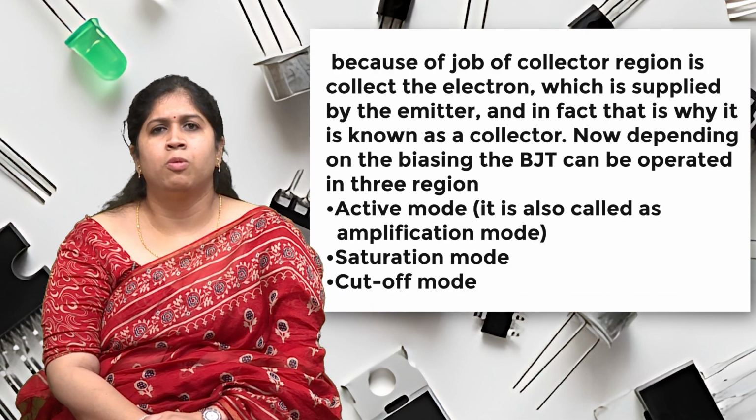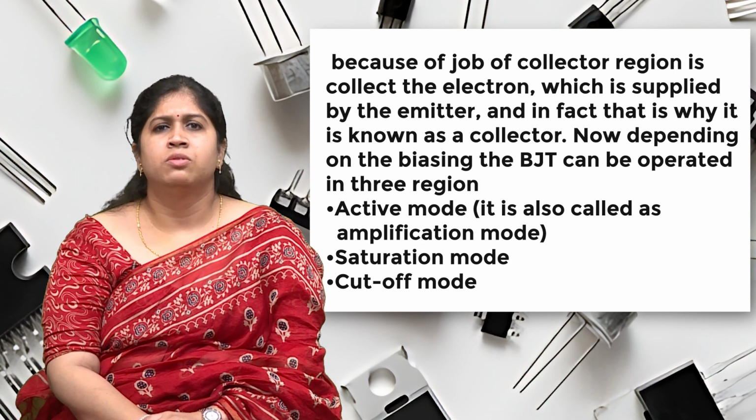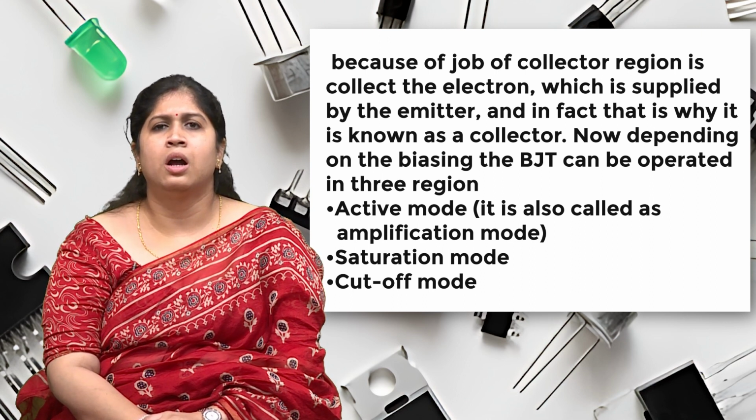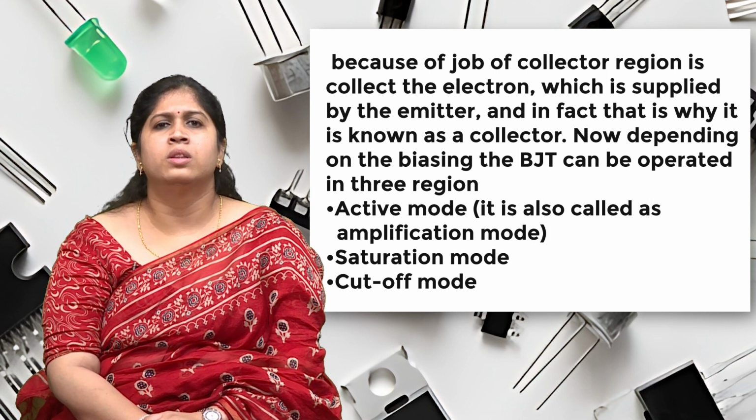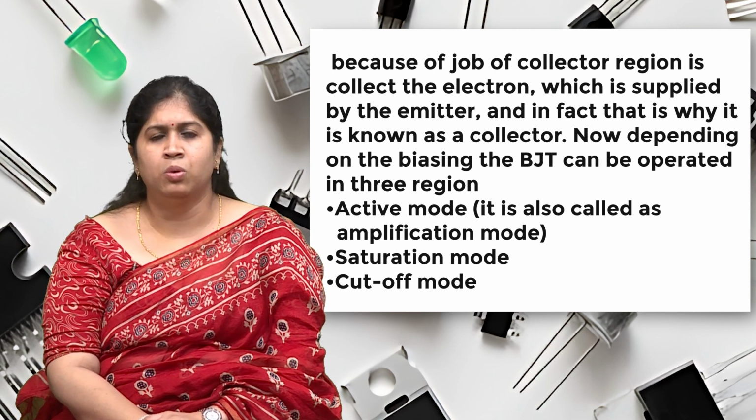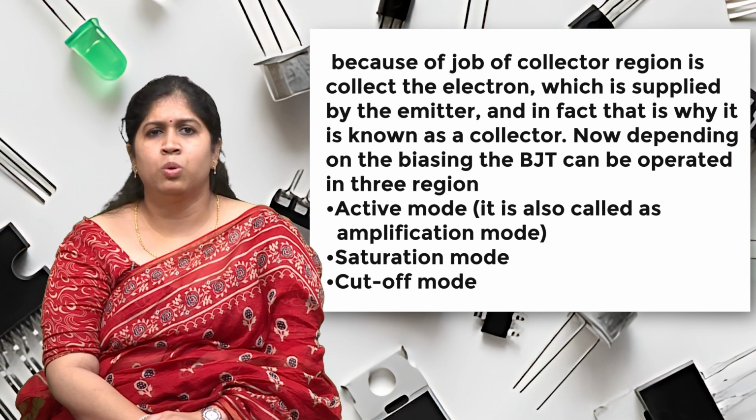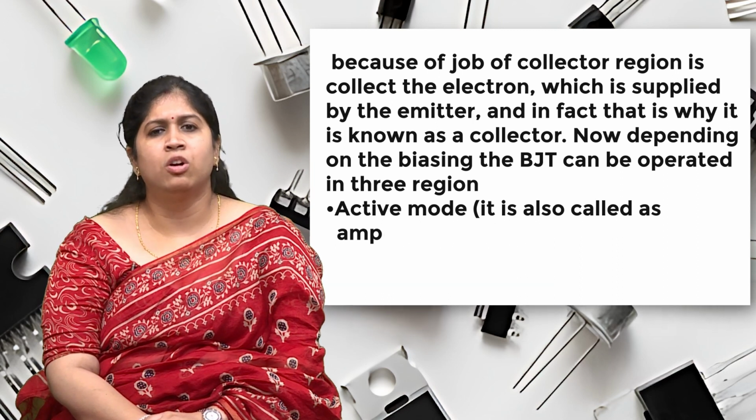The job of the collector region is to collect the electrons which are supplied by the emitter, and in fact that is why it is known as a collector. Now depending on the biasing, the BJT can be operated in three regions. First is active mode. It is also called amplification mode. Second one is saturation mode and the third one is cutoff mode.